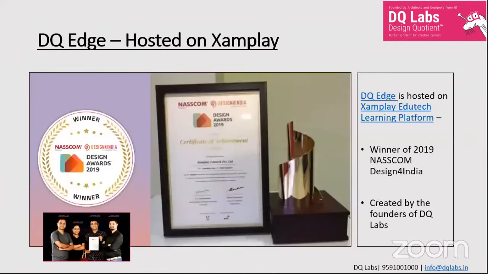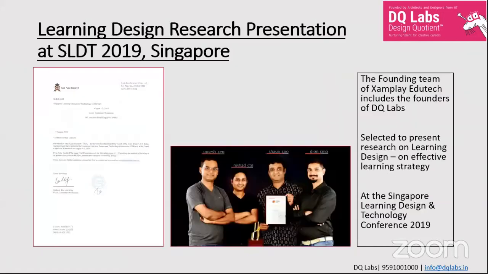And they've also started Exam Play. Exam Play, by the way, is an award-winning learning platform. It's won the Design for India award from NASSCOM. It's a very significant award, and every one of our students has access to this. We're in the field of design learning research, which means if something needs to be learned, how should it be taught effectively? So that's our area of interest. That's our area of learning, of research, and that has been tremendously recognized at global levels.